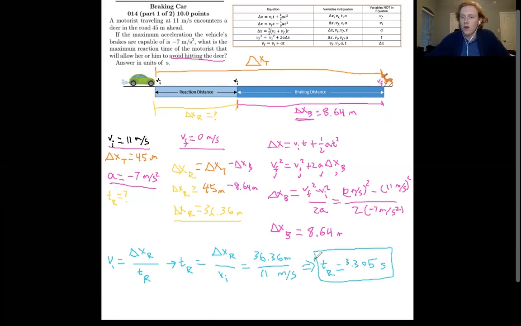And there you have it. That's how you find the reaction time required for him to not hit the deer, or her to not hit the deer.